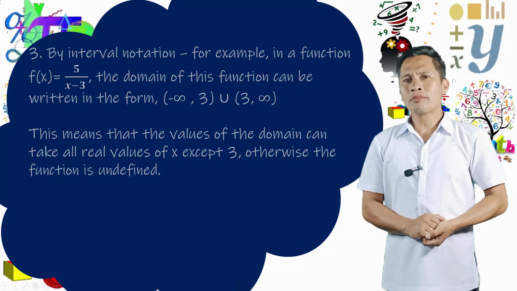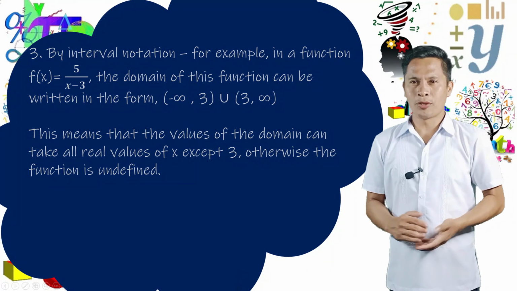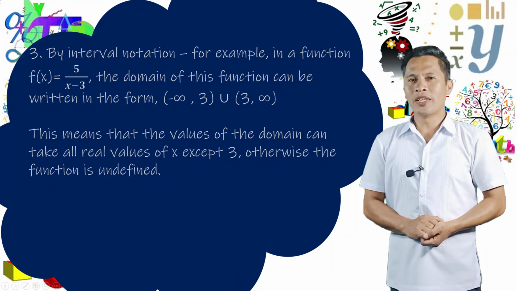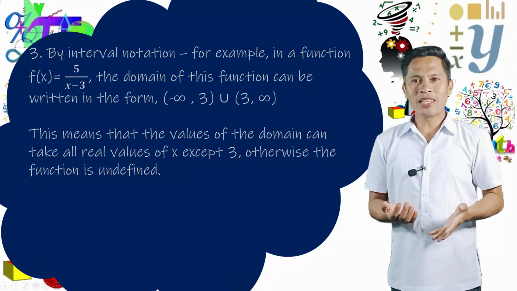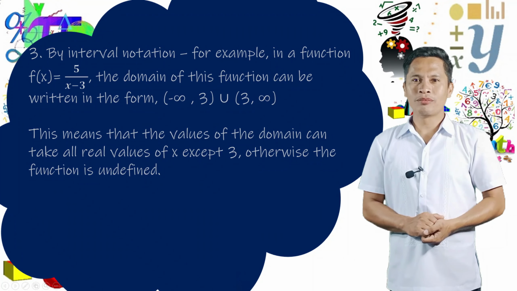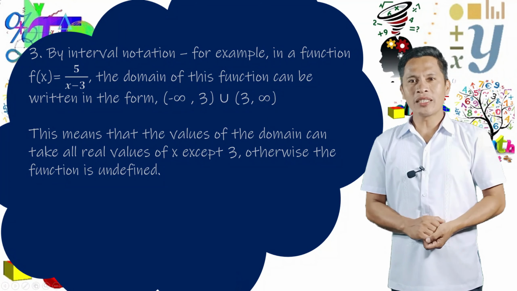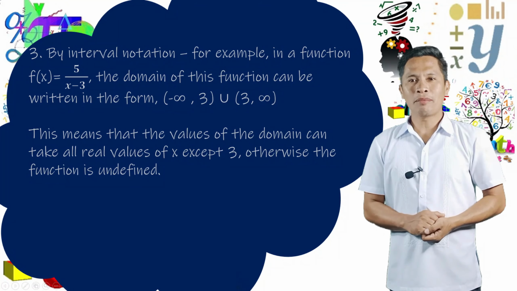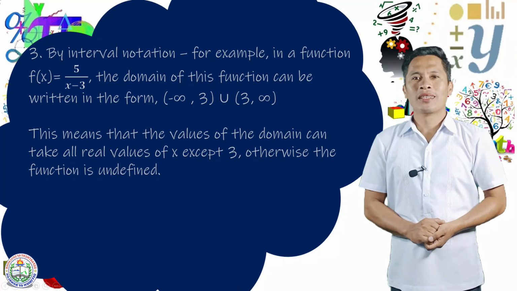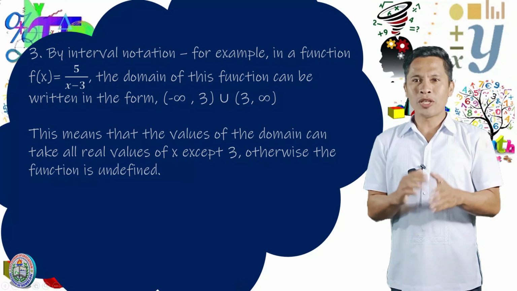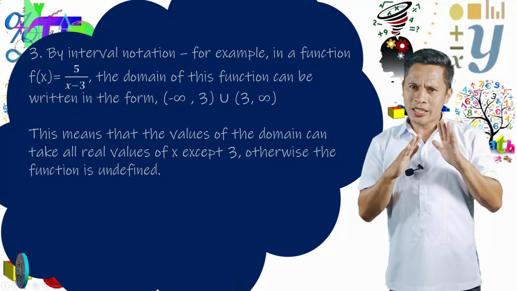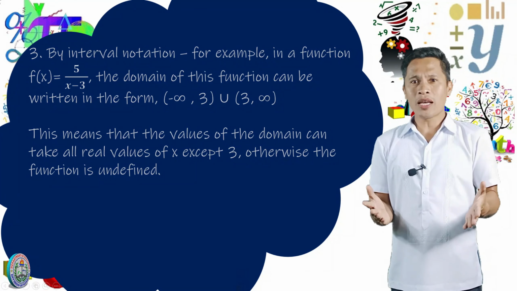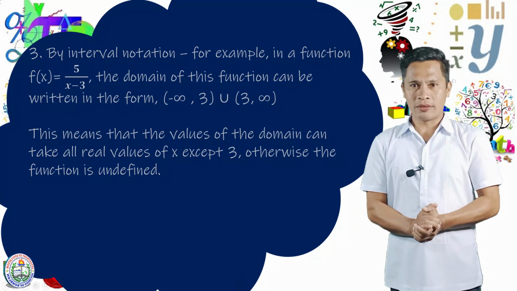Third form is by interval notation. For example, in a function f of x equals 5 all over x minus 3, the domain of this function can be written in the form negative infinity to 3, union 3 to positive infinity. This means that the domain can take all real values of x except 3. Otherwise, the function is undefined.